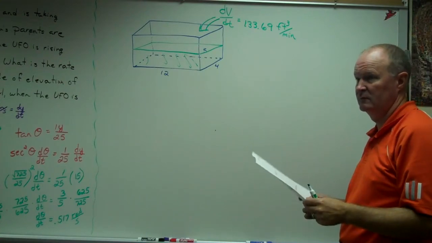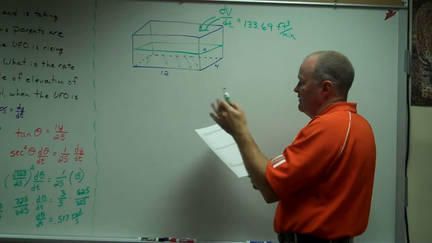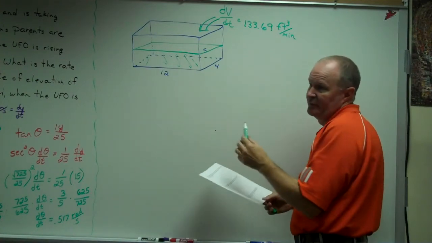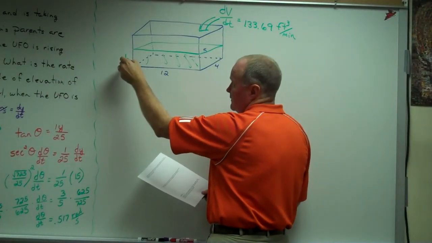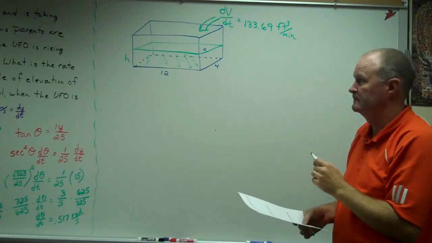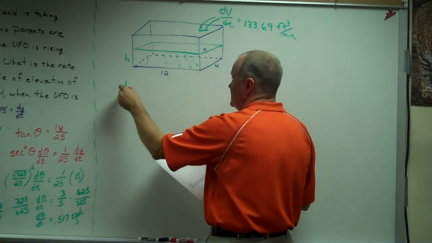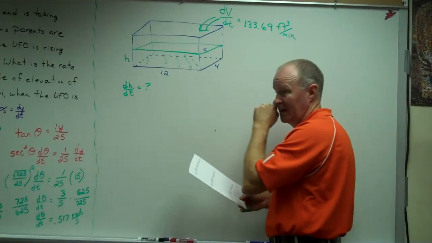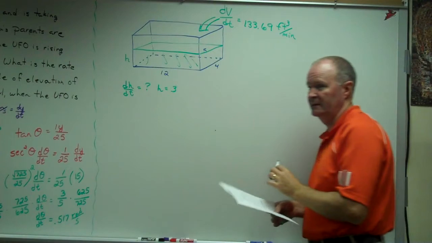With me so far? Now, it says how fast is the water level rising? Well, where are you going to put the water level? Usually from the base up, so that's going to be my 5. H, right? And so they're going to want dh/dt when h equals 3.